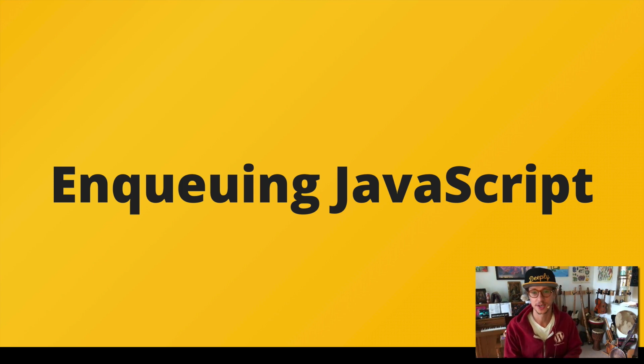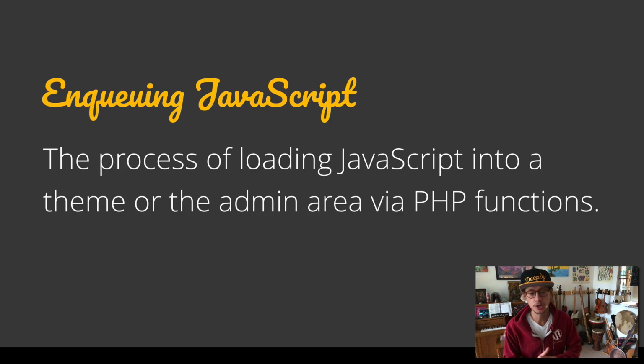In this video, we are going to talk about enqueuing JavaScript in WordPress. Now, enqueuing JavaScript is the process of loading JavaScript in a theme or the admin area via PHP functions. And this is where in our work with JavaScript, we have to turn to PHP a little bit and some of the underlying mechanisms in WordPress, like hooks and different functions and how they work, in order to make our JavaScript work. So it's a little bit different there.